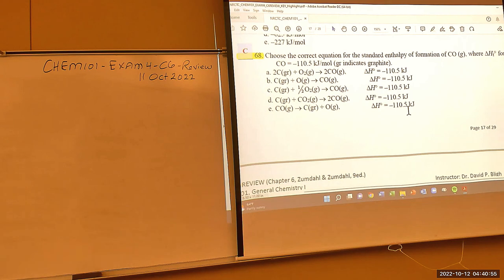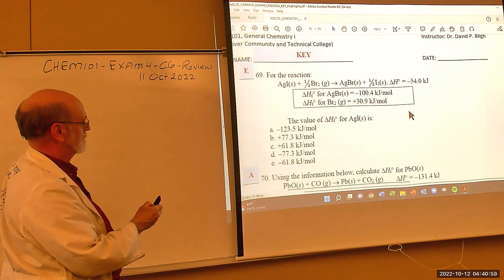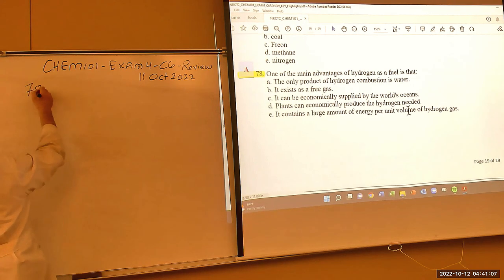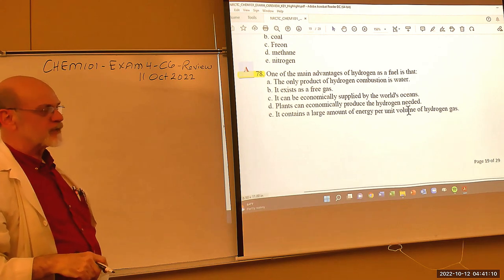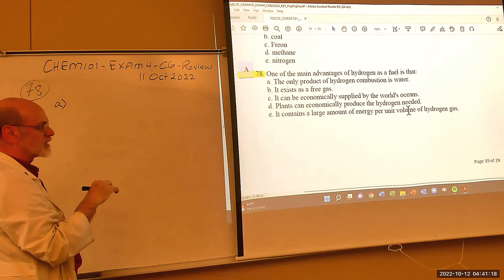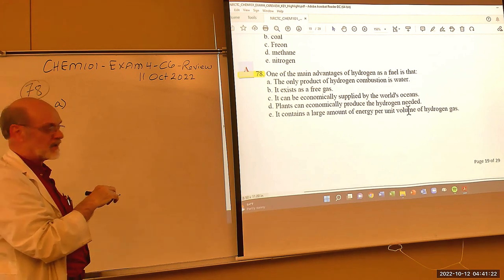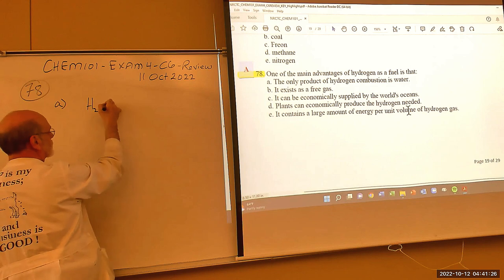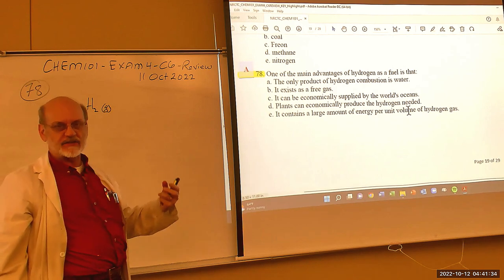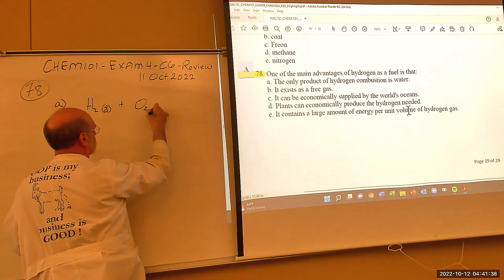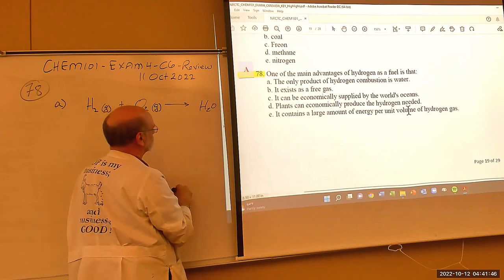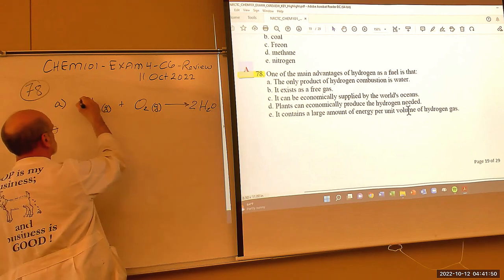Scroll time. Let's see if I can do it from here. Yeah, 78. One of the main advantages of hydrogen as a fuel is what? A says the only product of hydrogen combustion is water. Well, is that true? Well, hydrogen, when you combust something, you're combining it with oxygen. That's the definition of combustion. Right? So what are you going to get when you put those two together? Water. Right? So you need two of these and two of those.